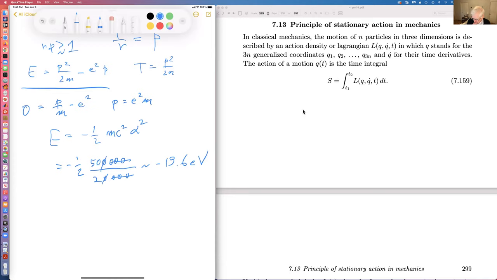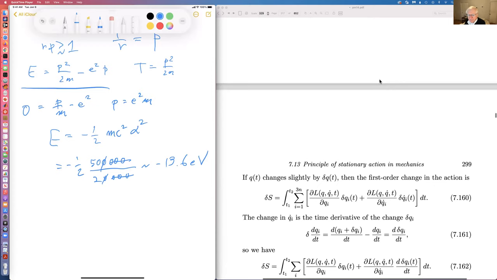So in classical mechanics, you have n particles in three dimensions. You have an action, which is the time integral of the Lagrangian. And in general, the Lagrangian depends upon time as well as position and momentum. And so the action looks like this.